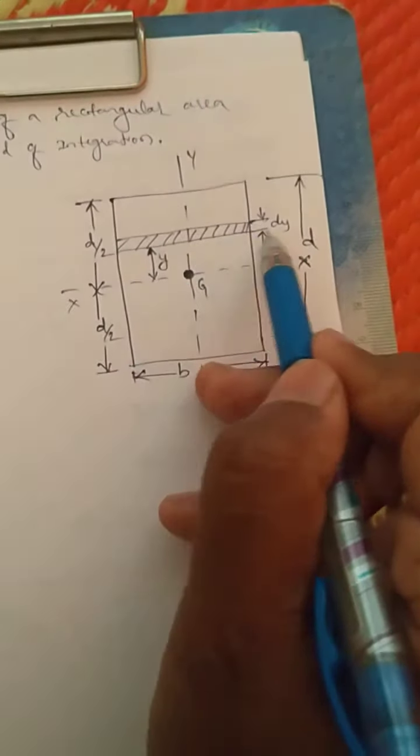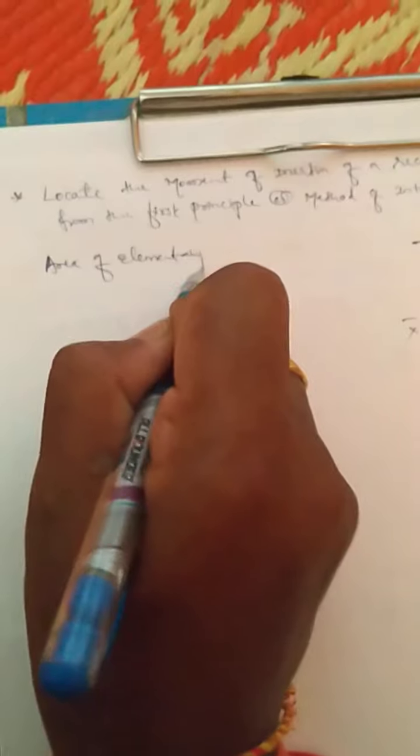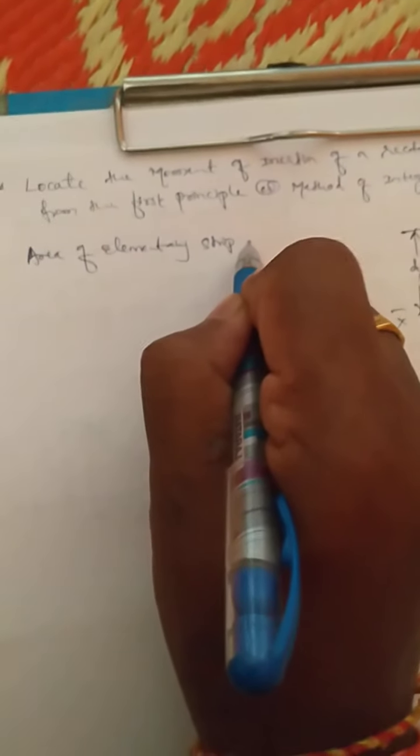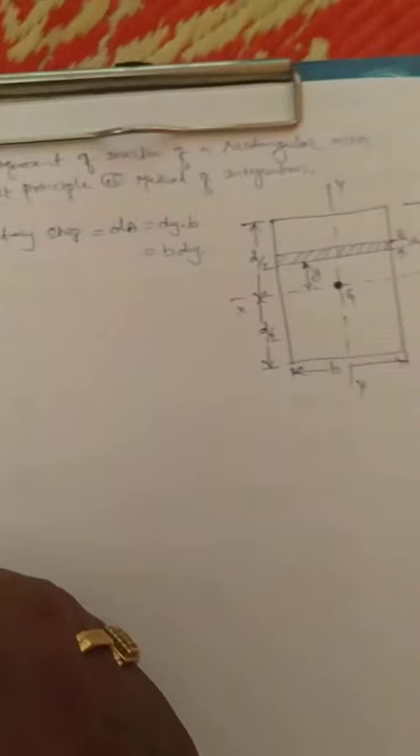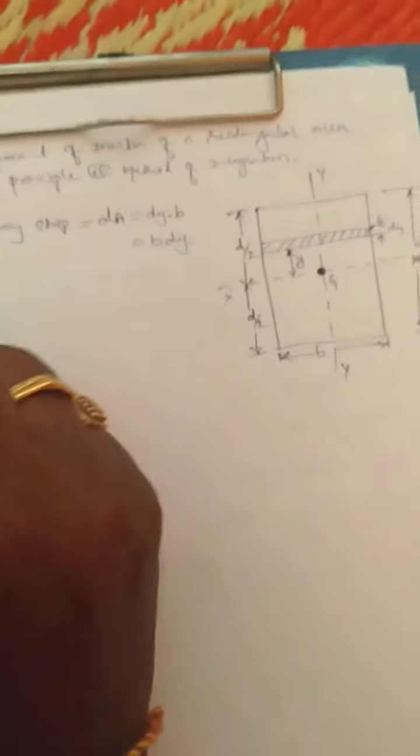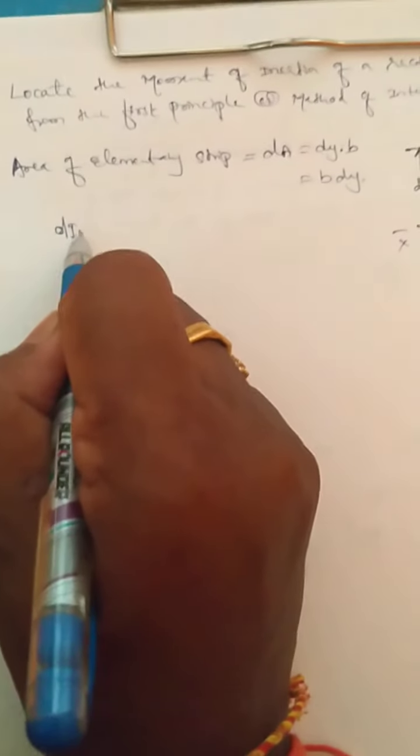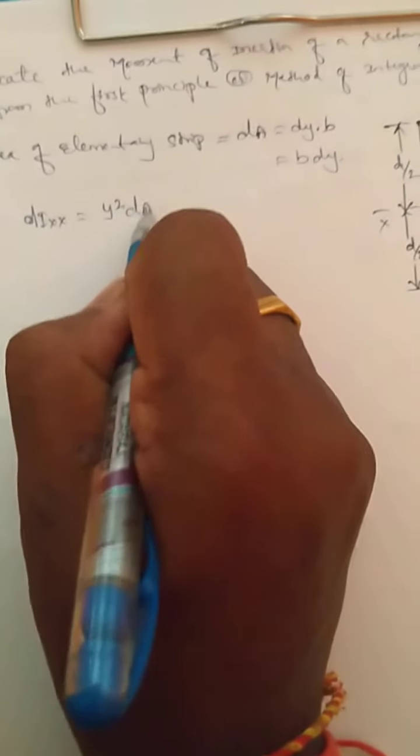So here, the area of the elementary strip dA is given by, as the depth is dy and width is b, b into dy is the area of the elementary strip. As per the definition of moment of inertia, the elementary strip moment of inertia dIxx is given by y square into dA.